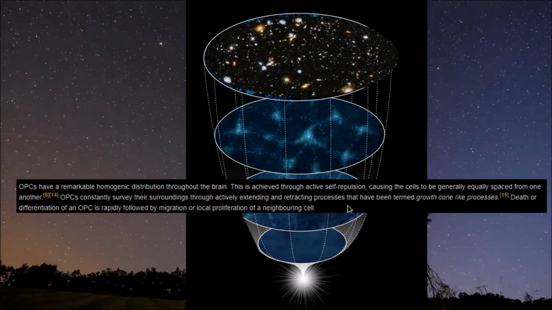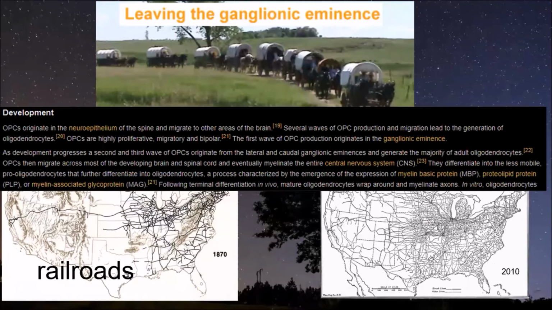Okay, OPCs have a remarkable depth of differentiation, which is rapidly followed by migration or local proliferation of a neighboring cell. So it's opportunistic. If the space opens up, we move in there. Okay, development. They originate in this part of the spine, the neuroepithelium, and they migrate to other areas in the brain. That's why I show this migration going on.